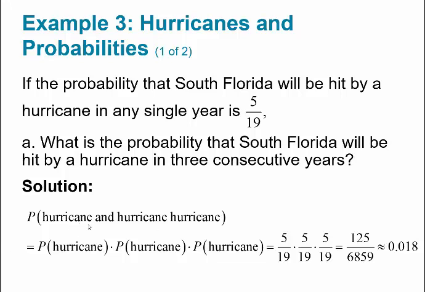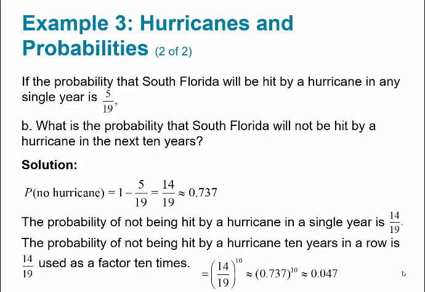Well, probability of a hurricane and a hurricane and another hurricane. Let's just assume that they're independent here, right? Like if a hurricane happened last year, it has no bearing on if one will happen this year. So it's just the probability of a hurricane times another hurricane times another hurricane. Well, 5/19 times 5/19 times 5/19 gets me 125 out of 6859, which is just a little bit more than 1% chance. So it's 0.018. So again, small probability.